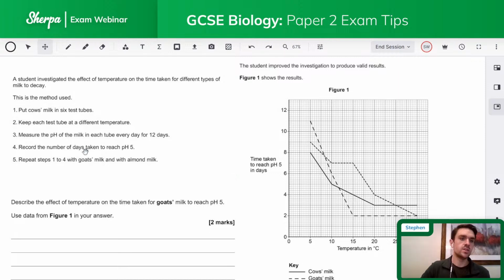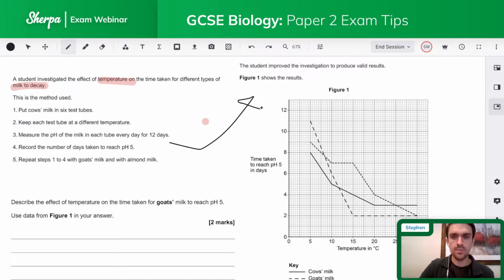Here a question says, a student investigated the effect of temperature on the time taken for different types of milk to decay. So we're looking at temperature and the decay of it. This is the method they used. They put cow milk in 6 test tubes and kept each test tube at different temperatures. They measured the pH of the milk in each tube every day for 12 days. They recorded the number of days taken to reach pH 5. They repeated steps 1 to 4 with goat's milk and with almond milk. We can then look over here.